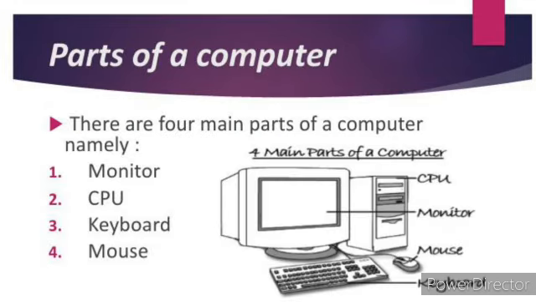Parts of a computer. There are four main parts of a computer, namely कंप्यूटर के चार बुनियादी हिस्से हैं जिनके नाम ये हैं। नंबर 1 मॉनिटर, नंबर 2 CPU, नंबर 3 कीबोर्ड and number 4 is mouse.